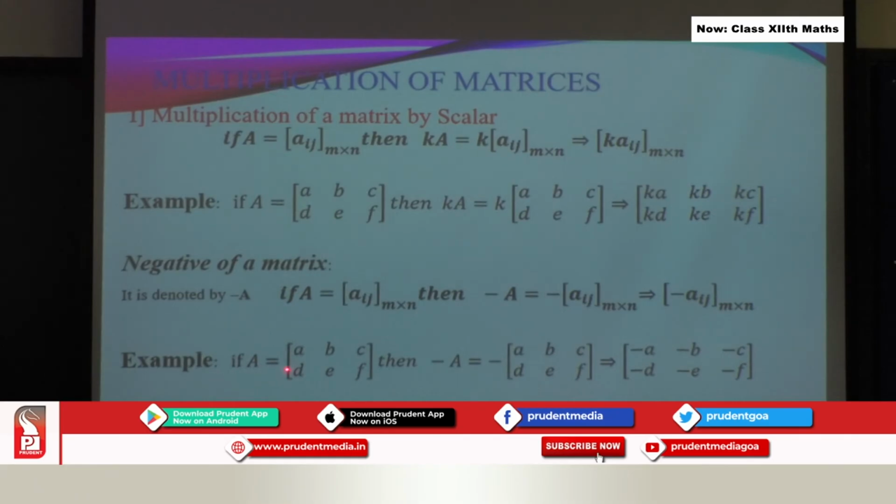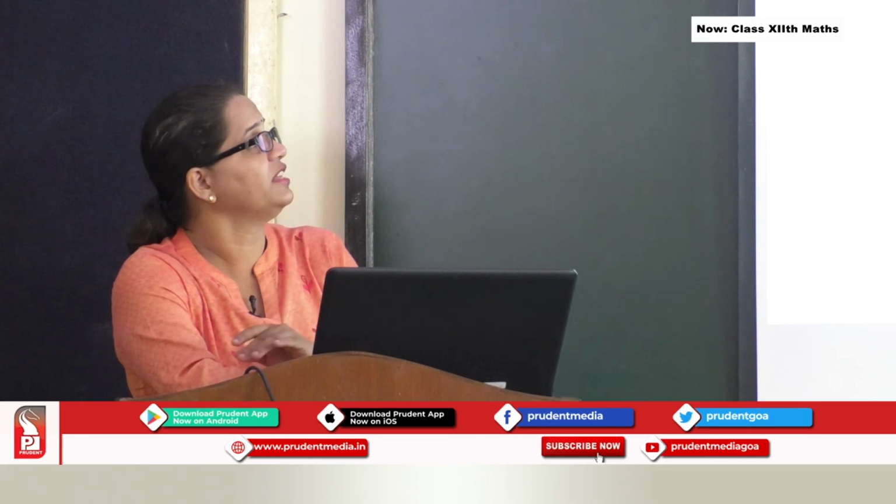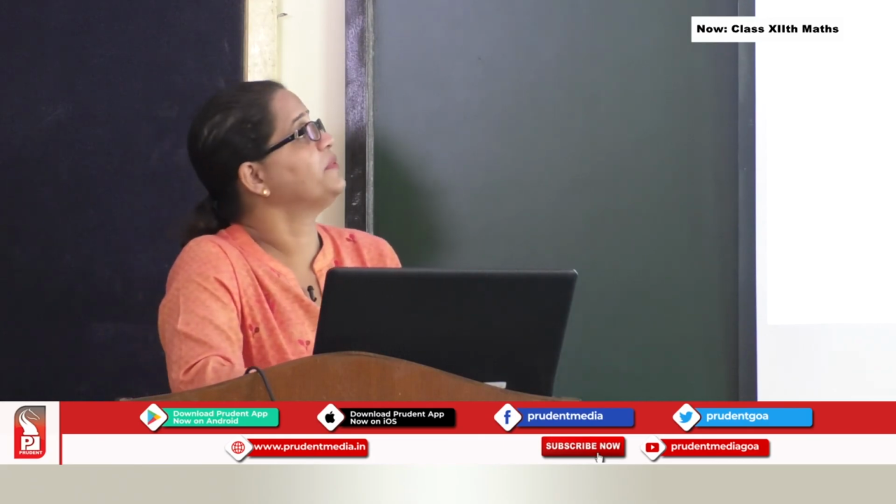Now look at the example over here. I have matrix A, a similar matrix to what I considered over here, and I am finding the negative of the matrix. So I am multiplying negative 1 in place of K here. What happens? All the elements are negative elements over here. Fine. So let's proceed further. Let us talk about examples here.